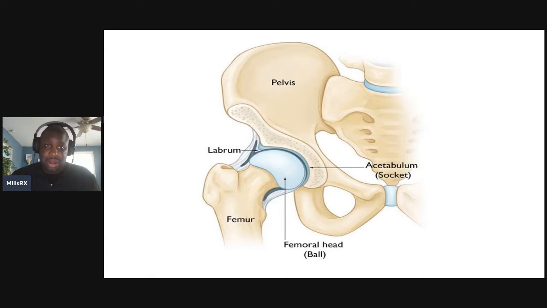That leads to the medical term for it, which is femoroacetabular impingement. The femoral head is right here, and the acetabulum means the socket right here. This is your pelvis, and this all forms your hip joint. See how it fits nice and snug right here. This is what a normal hip looks like.